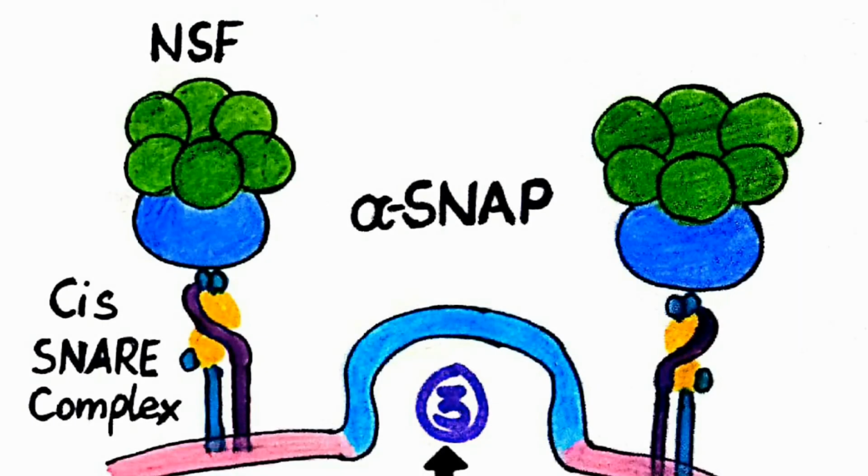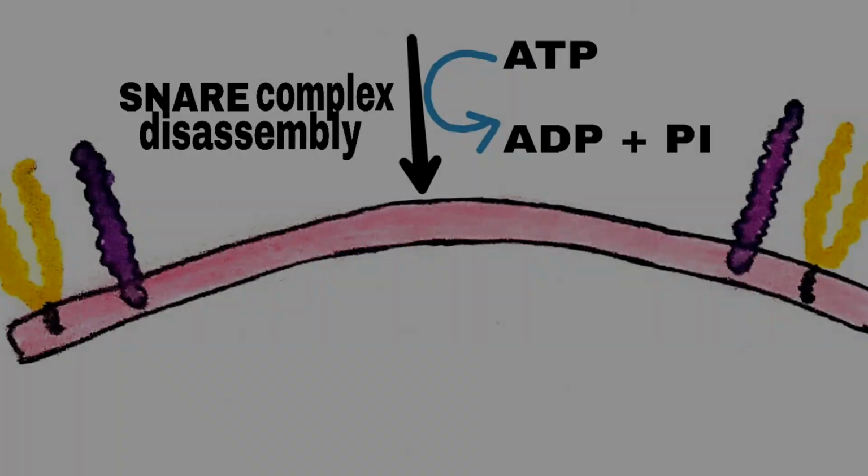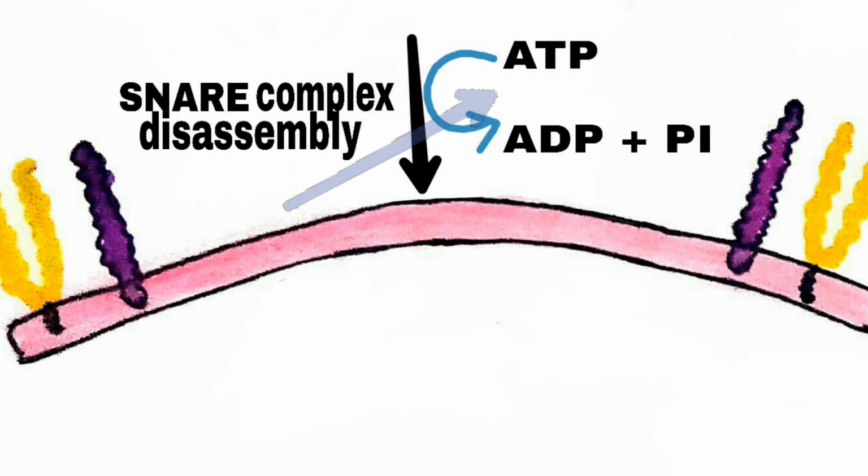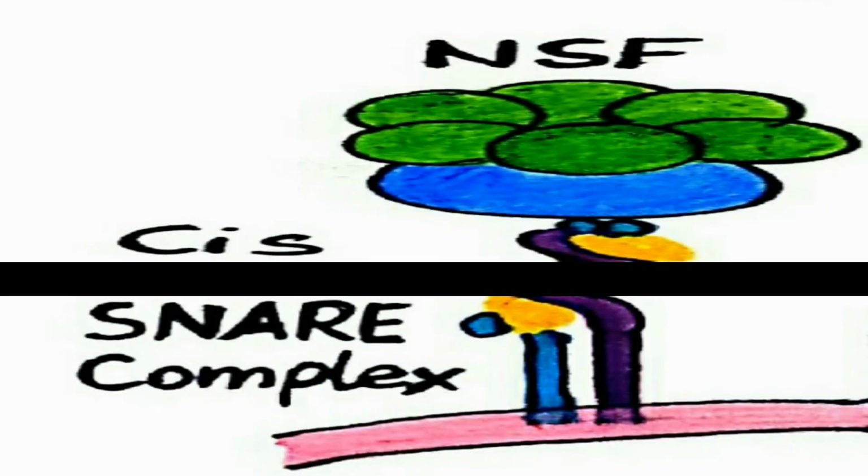So we have a protein which is called NSF. This is a hexamer of identical subunits. This NSF associates with the SNARE complex with the aid of another protein known as alpha SNAP. So the indirectly bound NSF then hydrolyzes the ATP, which releases enough energy required to dissociate SNARE complexes. This was it.